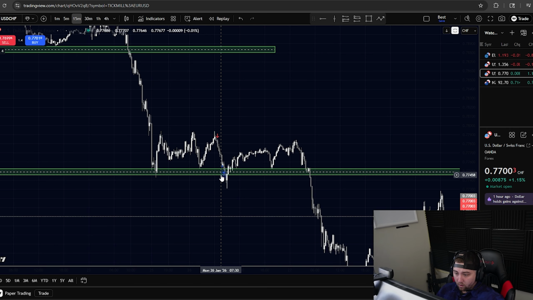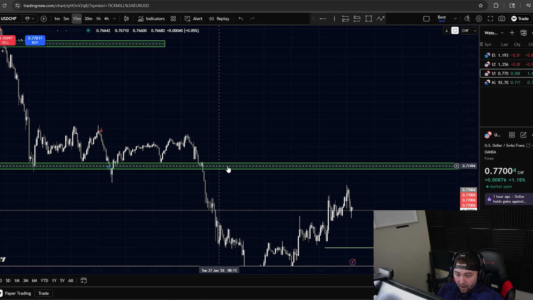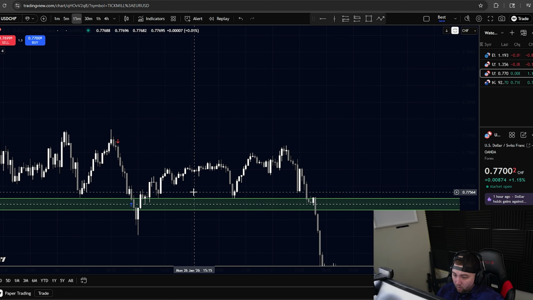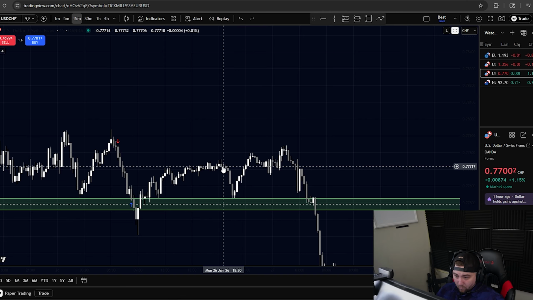A very obvious new area of interest. Very obvious new area of interest. Yet again, another 4 taps. And look what we had again. A bearish engulfing candle right here. Okay, this didn't happen anywhere else. Right here, we didn't have a bearish engulfing candle.